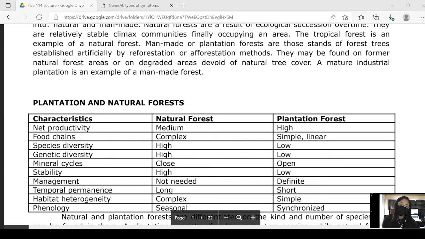Okay? If there are diverse insect species, they serve as a biocontrol or biological control of those pests. When we say biocontrol, it refers to the natural enemy of a certain species or insect. Biocontrol is part of IPM, or Integrated Pest Management. So that is one of the advantages of the natural forest as compared to the artificial forest.